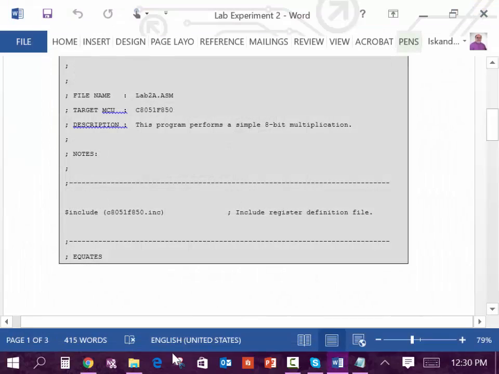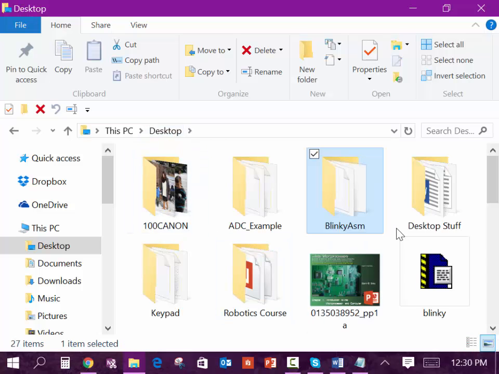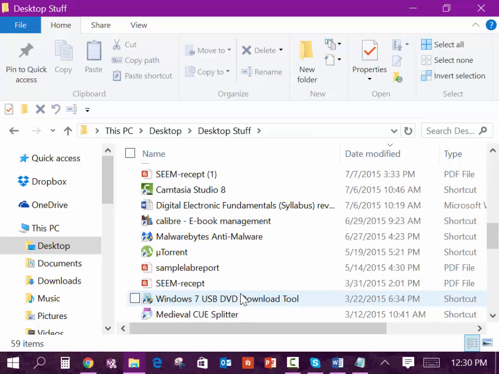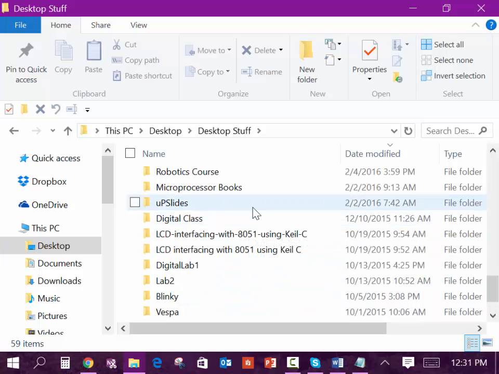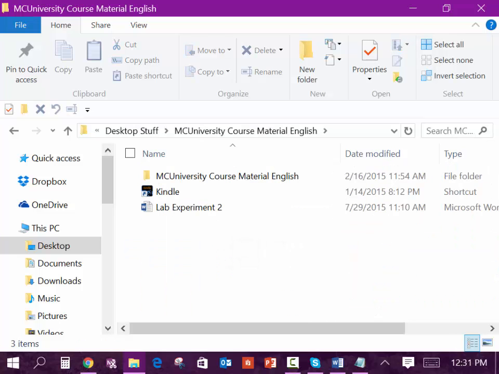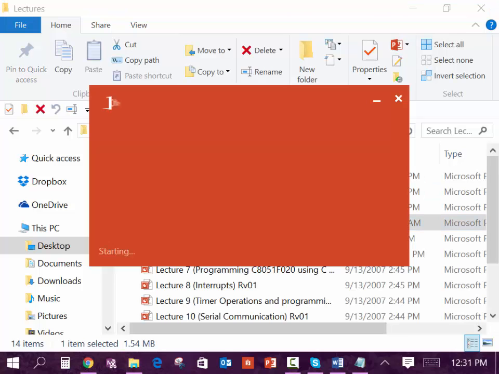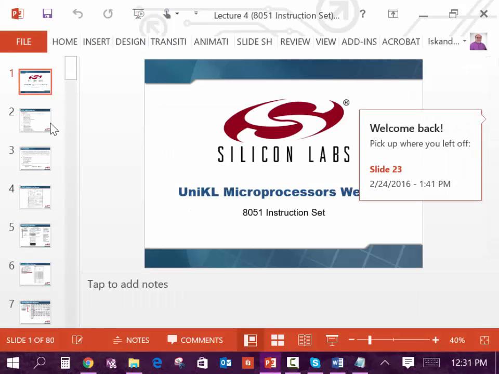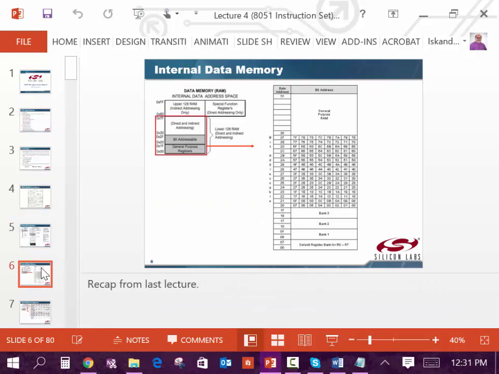I don't want reader. I want desktop. And I'm going to bring up the instruction set because you'll need to look at the instruction set to write your code right there. So as we look at our instruction set here, I'm going to jump down.